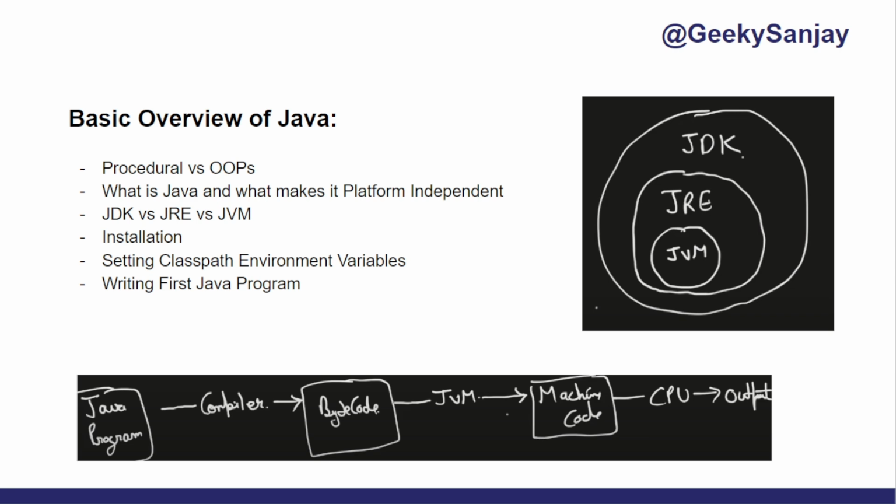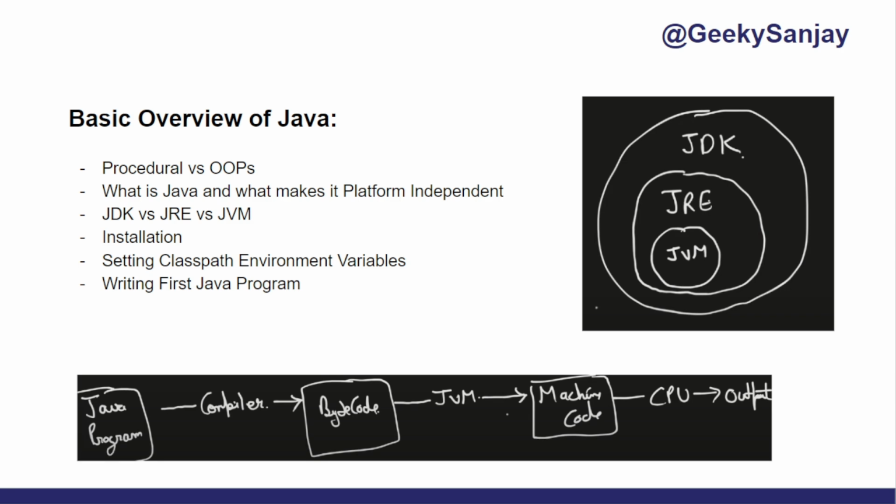Next, what is Java and what makes it platform independent? As we know, Java is platform independent. It is not dependent on the platform. It can be run on any platform like Windows, Linux, and Mac OS. So JDK versus JRE: why is it independent? There are JDK, JRE and JVM.